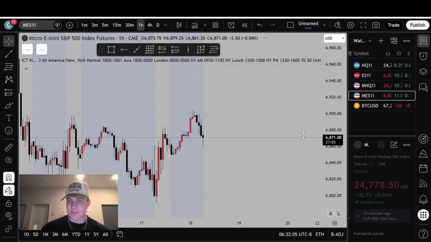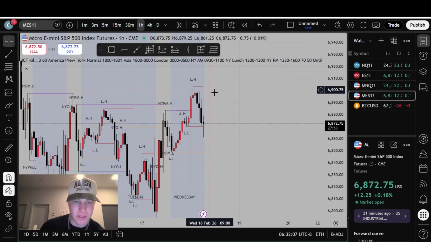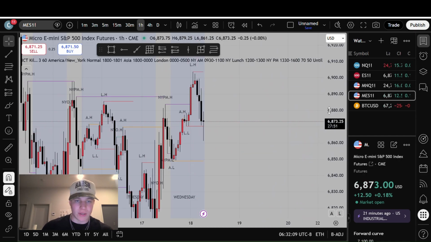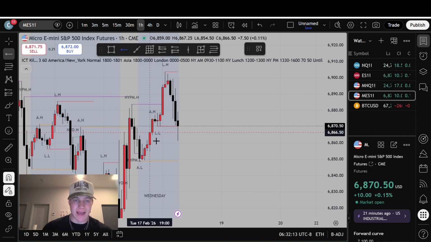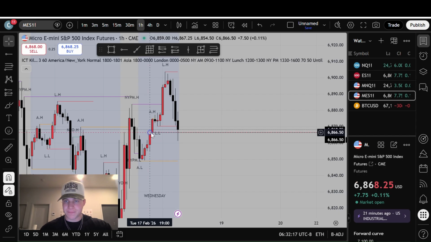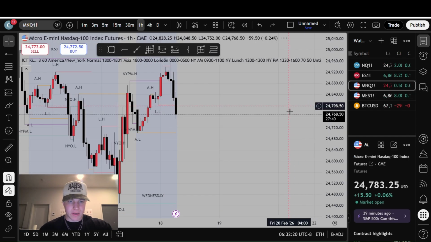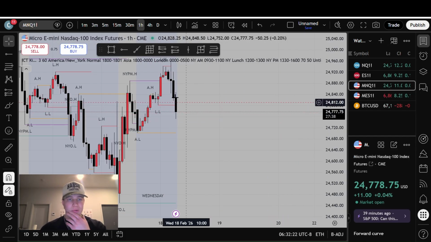Just looking at bias at the moment. Okay, we just swept out London lows. Tapped into this hourly gap right here. Same thing on NQ, except we extended a little bit lower.